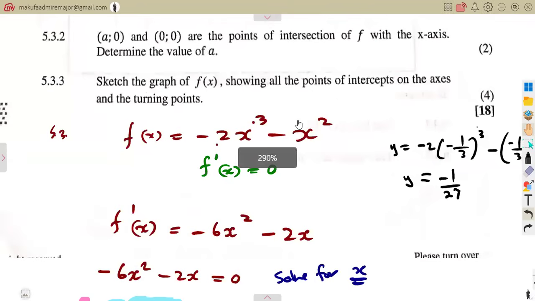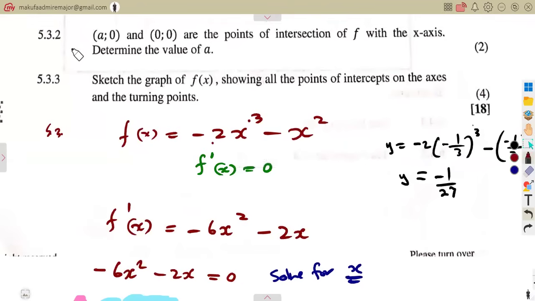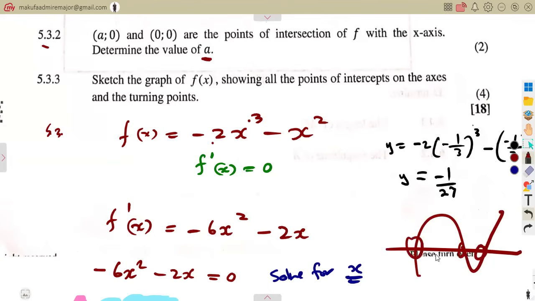All right, then we are given on 5.32 that A, 0 and 0, 0 are the points of intersection of f with the x-axis. Determine A. The intersection of f with the x-axis means we are talking about the solutions. These are the values of x where the graph meets the x-axis, the x-intercepts, the solutions of the function. So here A is simply the other solution. They gave you one solution, find A's another solution.